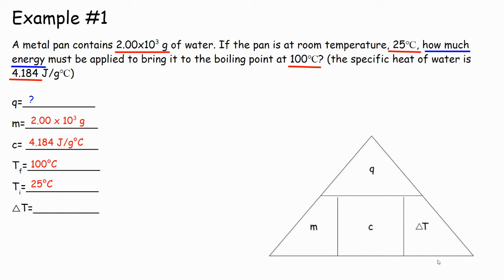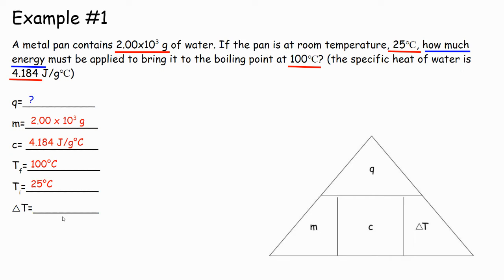Now notice I don't have a value for delta T. You don't have to have a value for delta T. If you have a value for delta T, you don't have to have a TF or a TI. Delta T is just in case it only gives you one temperature. Like if it says it changed by 30 degrees, that would be a delta T. But this one is not saying how much it already changed. It's telling you where it started and where it's going.